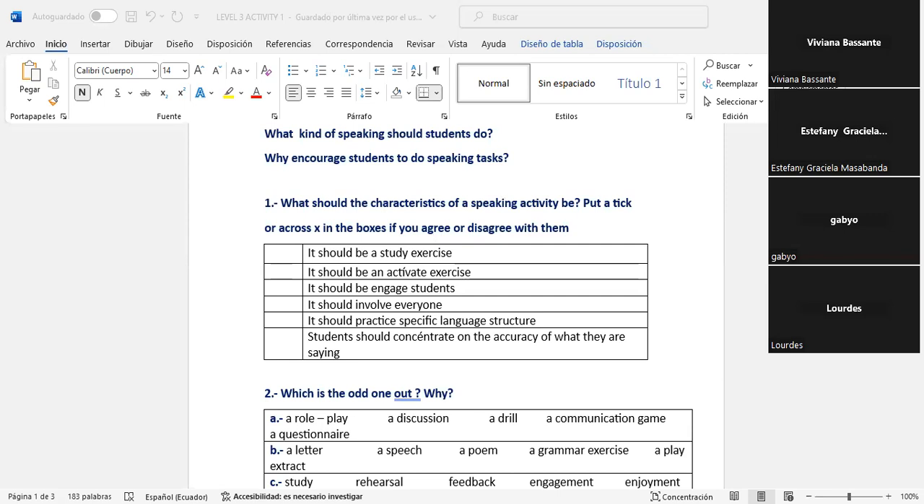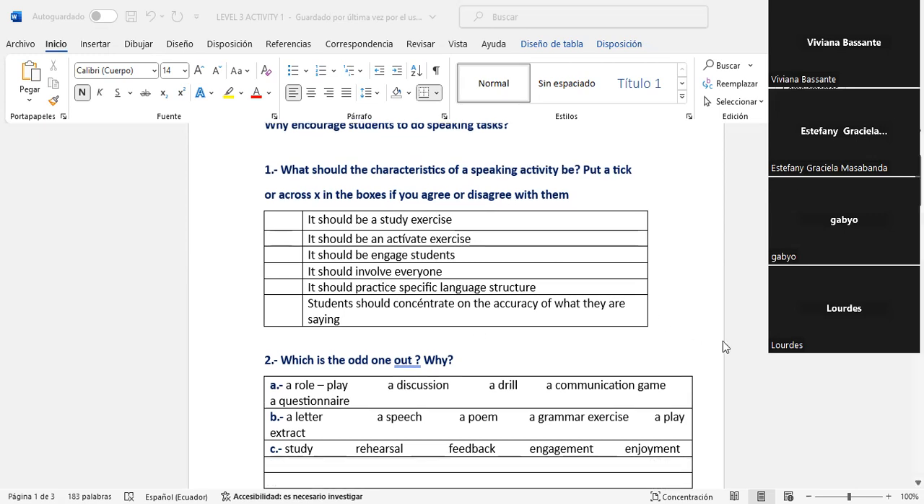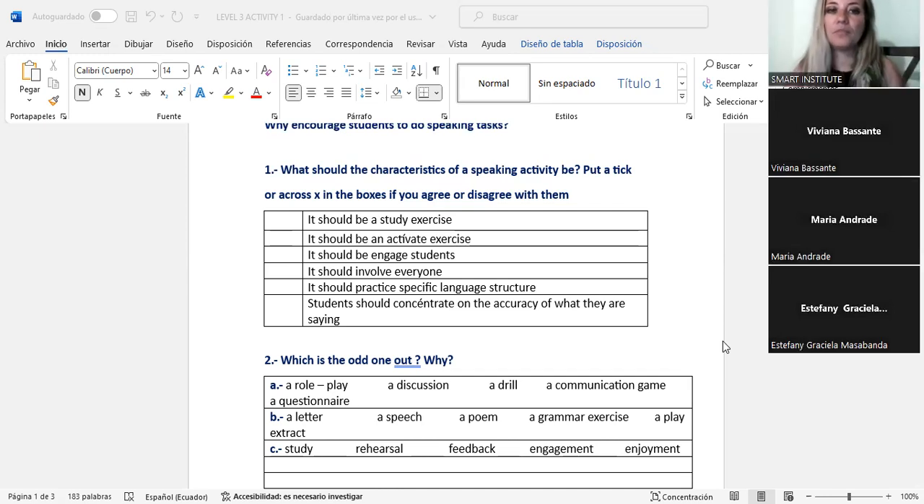Maria, it should engage your student. Of course, you put a tick. Everything that you do with your student in this speaking part, you have to find very dynamic exercises or dynamic games. So remember that it's engage. You have to motivate your student. It should involve everyone. I think yes. Everyone has to be involved in speaking, in this speaking part of your class.